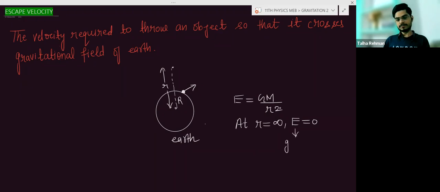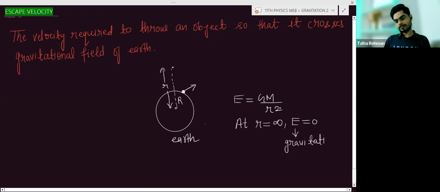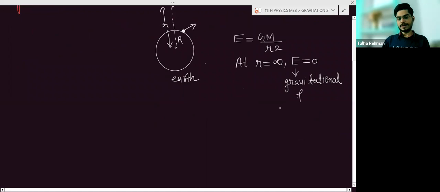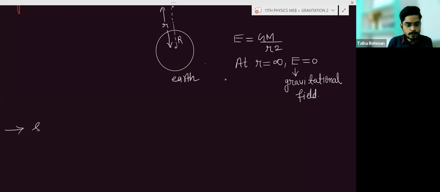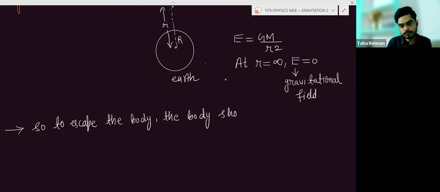E is the Earth's gravitational field. It becomes zero at infinity, which means you should give an initial velocity to the object so that it can travel an infinite distance. So to escape, the body should be thrown such that it reaches infinity.